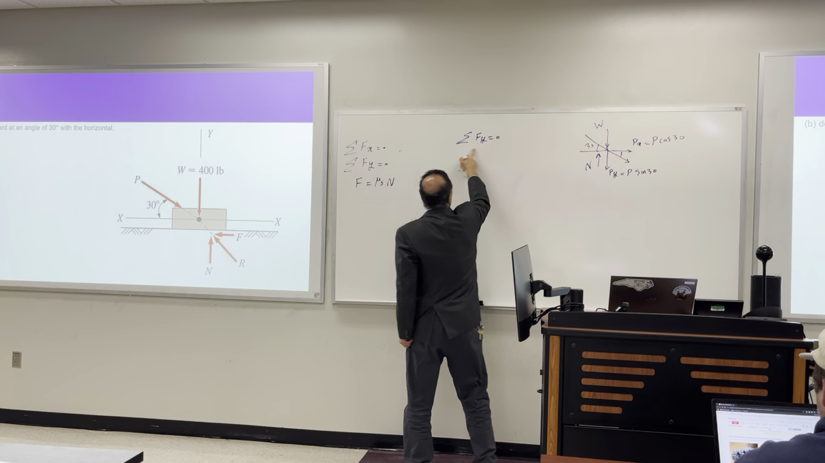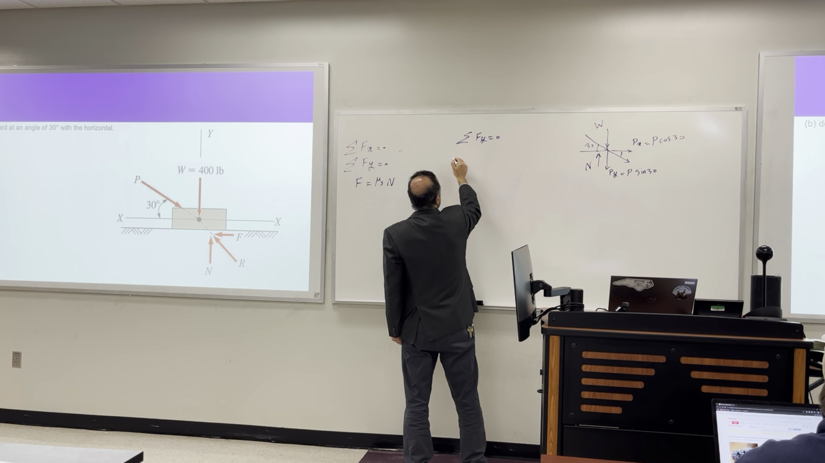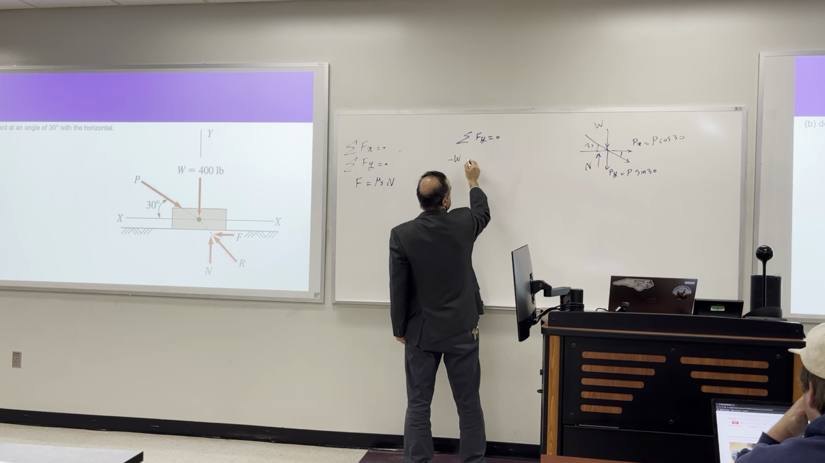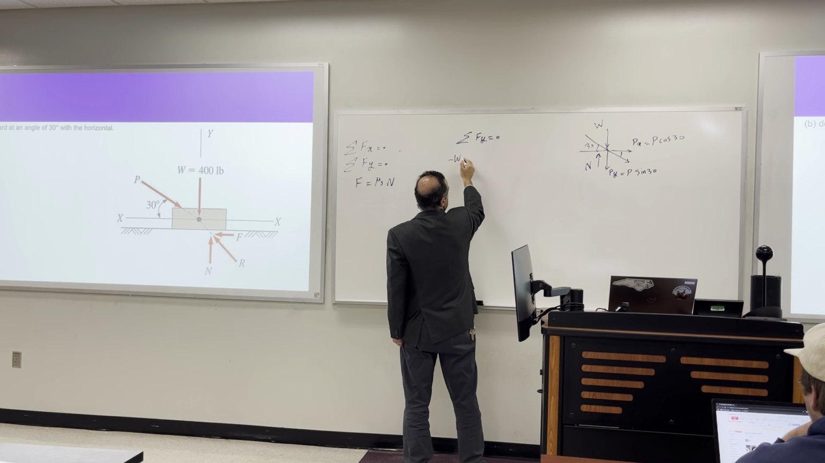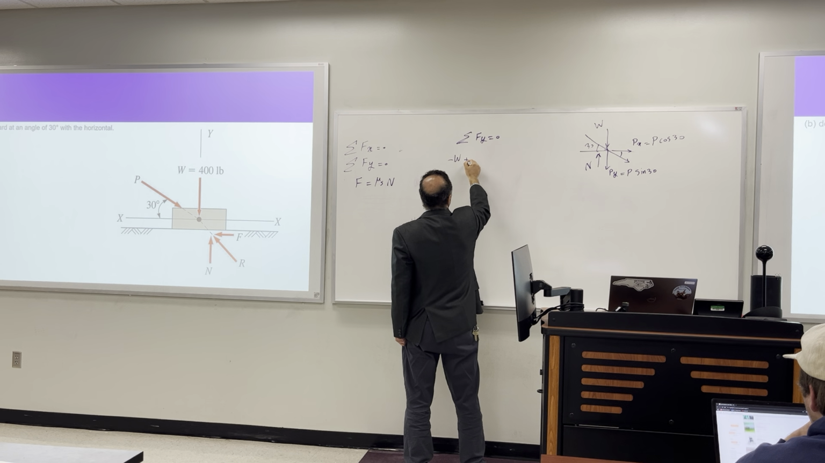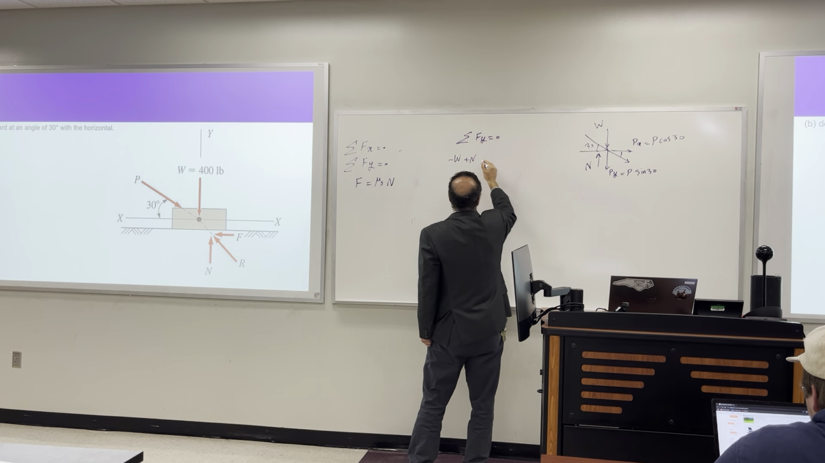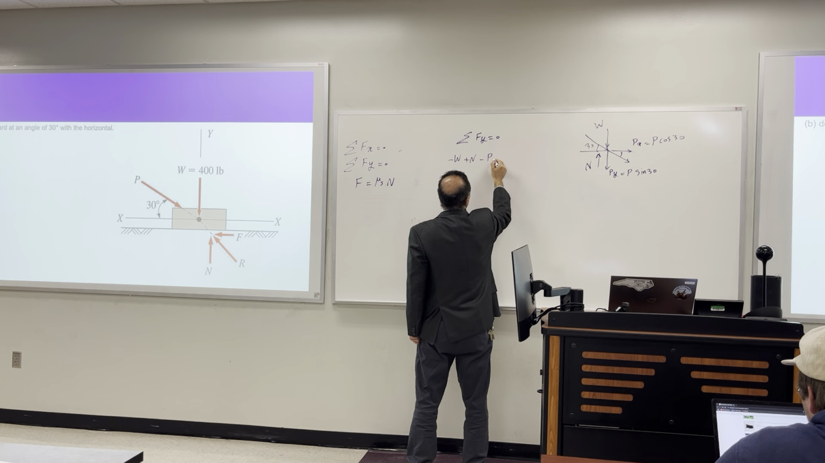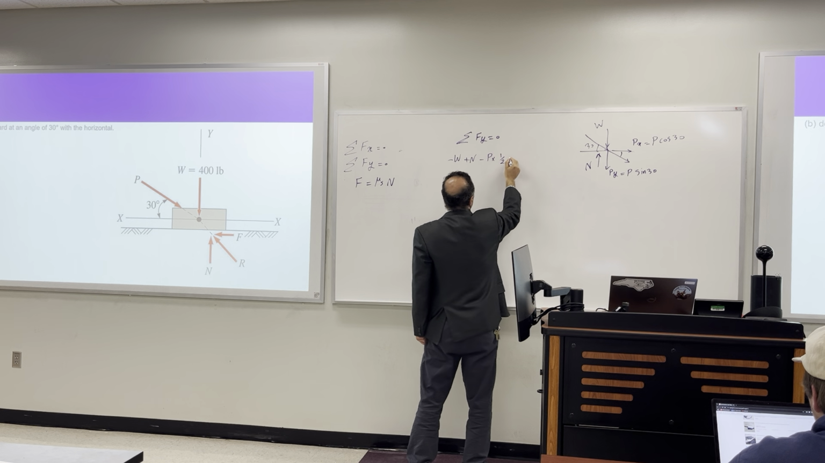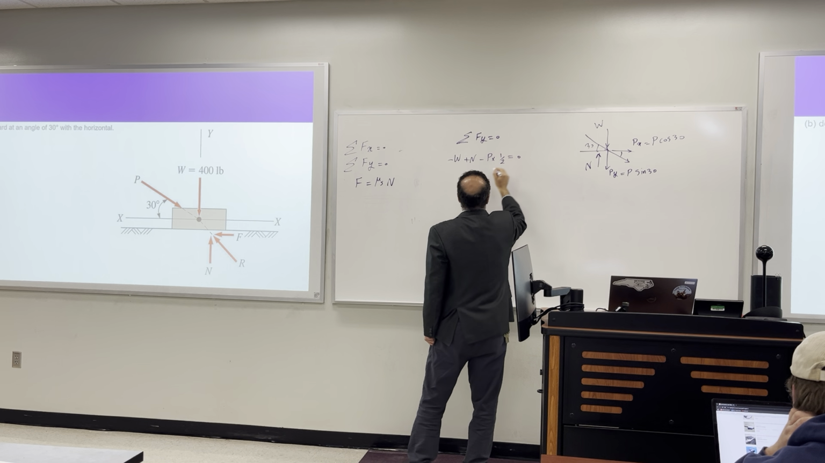So now we can build this one: minus W, which is 400, then we have plus N. What else do we have? Minus P times 0.5, since sine 30 is one half, equals 0.